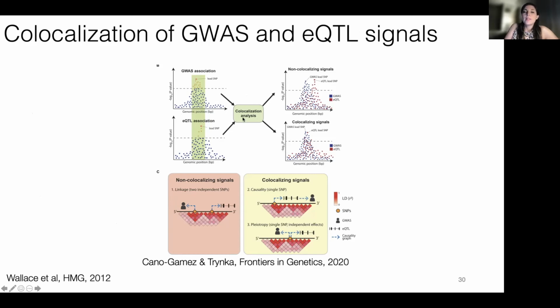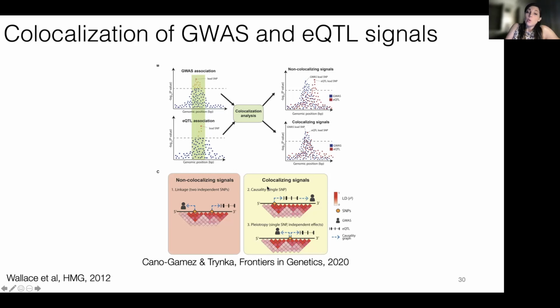We can perform co-localization analysis, and we can either see that these are non-co-localizing signals, that because of LD, the linkage disequilibrium, these are two independent SNPs. And so the eQTL does not seem to be actually localized with the GWAS SNP, so it's independent. Or we could say that they co-localize and that this pattern that we saw is actually significant and very likely to be due to the GWAS lead SNP being highly correlated with that eQTL lead SNP, and therefore we would think that this GWAS genetic variation might be influencing our gene expression.